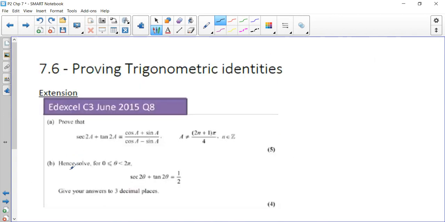Now, extension. I'll let you pause the video and have a go at the question in A first. When you're ready for the answer, you can press play.